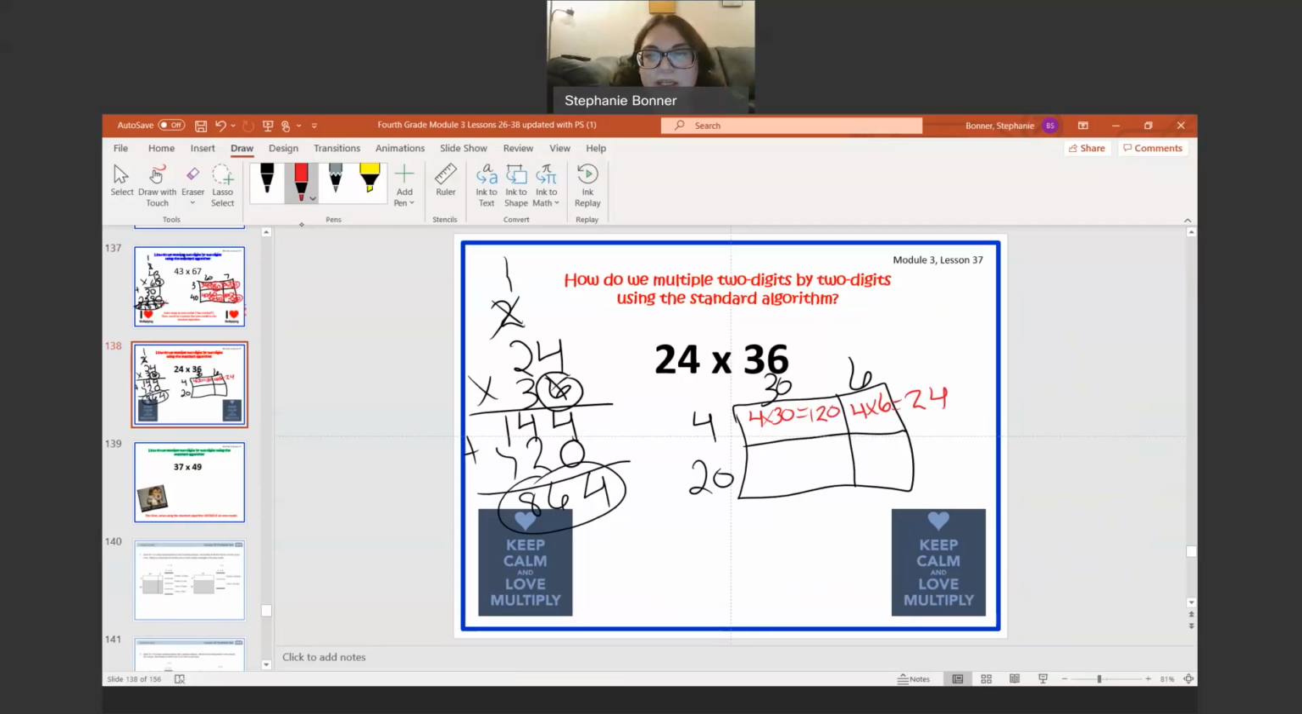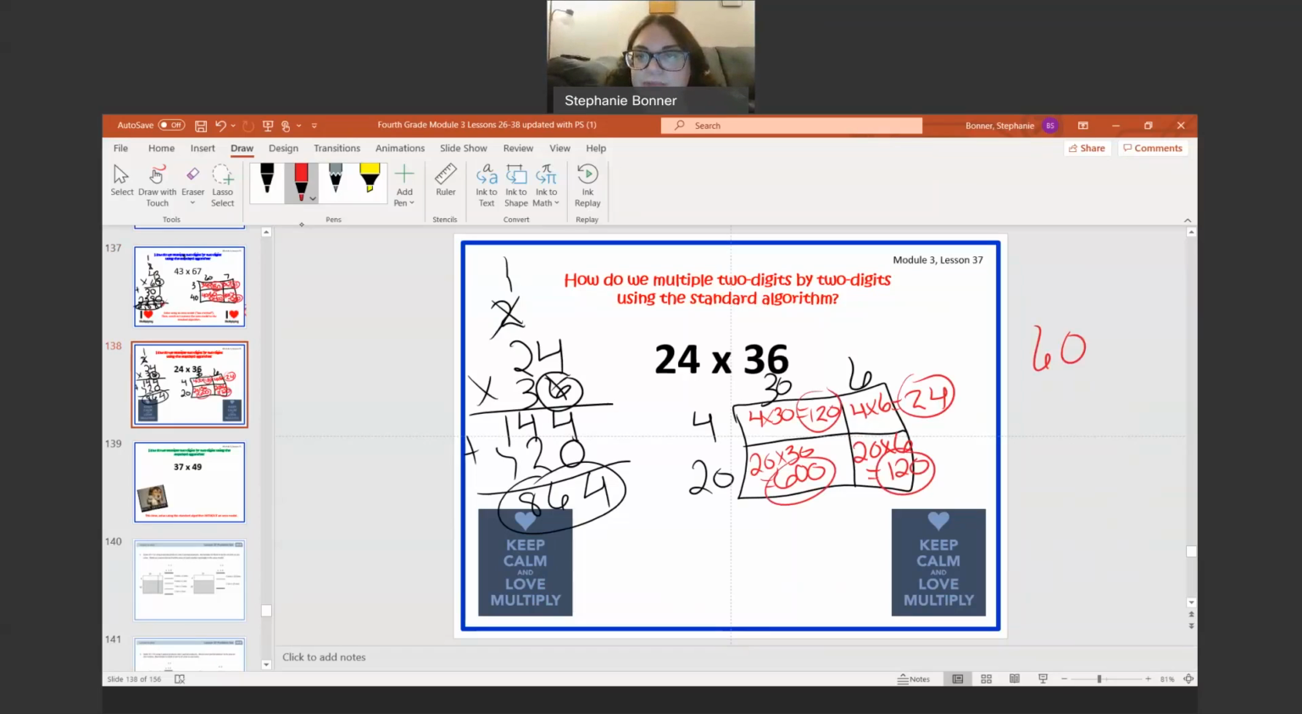Let's go down here. We have 20 times 30, and that's 2 times 3 is 6. And then you bring over your 2 zeros. And then we have our last rectangle, and we're going to do 20 times 6. 2 times 6 is 12. Bring over your 0. And now we have our 4 numbers, and we're going to add those together.